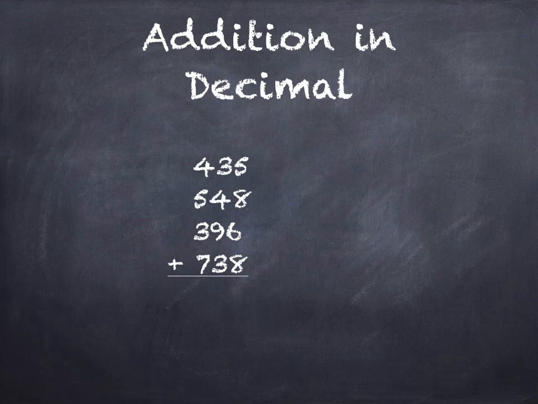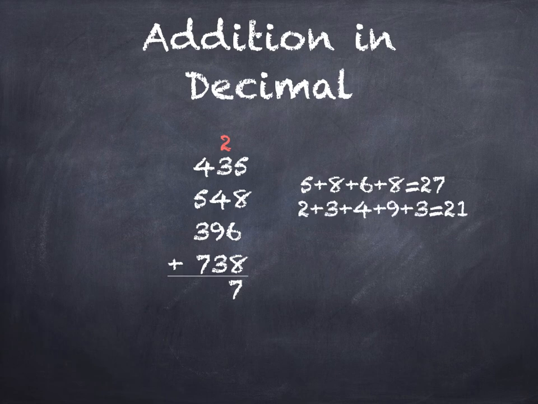Let's look at another example. This time we have four numbers: 435, 548, 396, and 738. Again, starting with the first column, we add 5, 8, 6, and 8, and that gives you 27. So how many tens can you take out of 27? You can get 2. Take out the two tens, or 20, from 27, and you get 7. Then you add the two tens as a carry on top of the middle column.